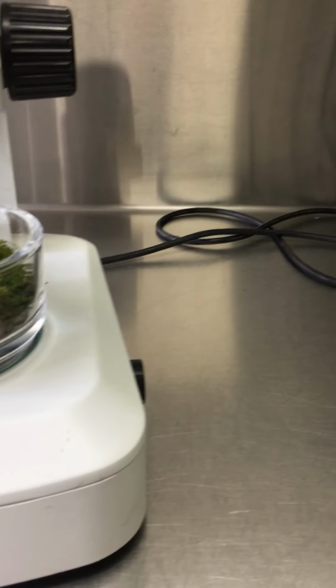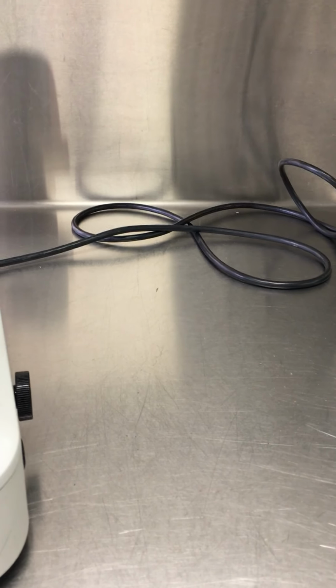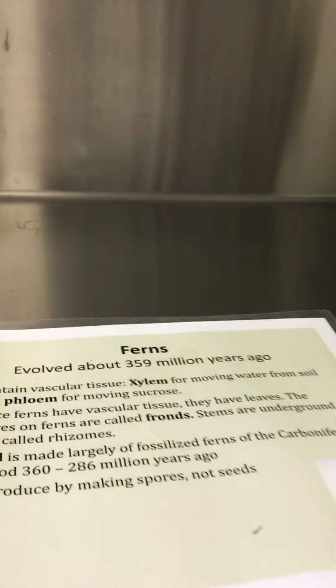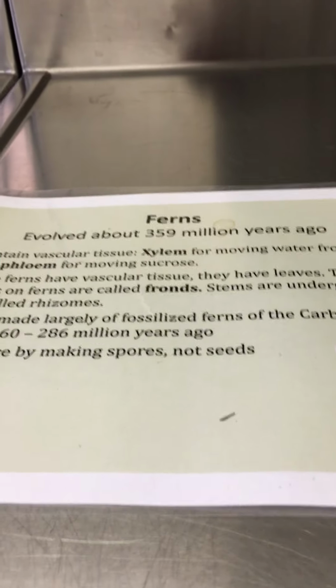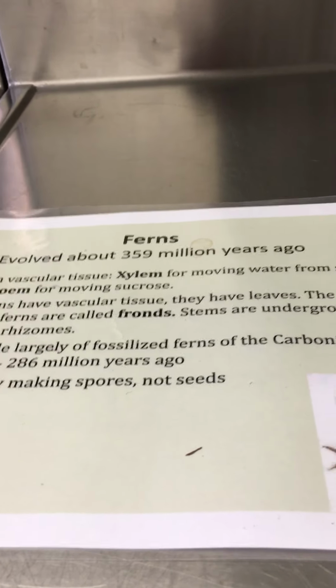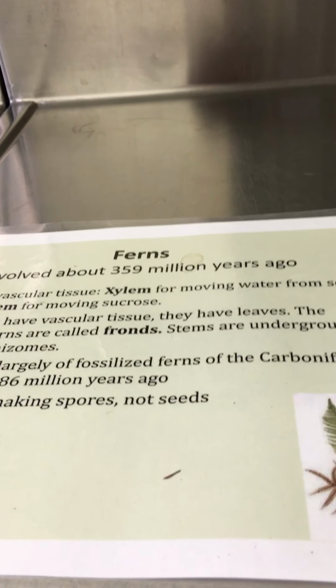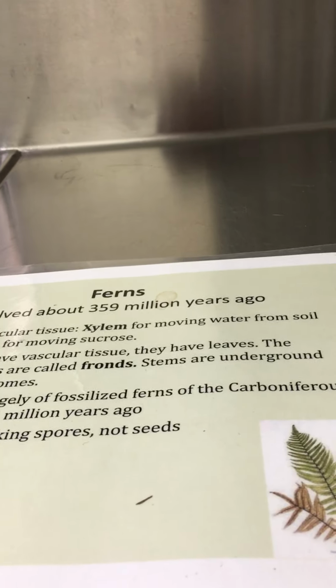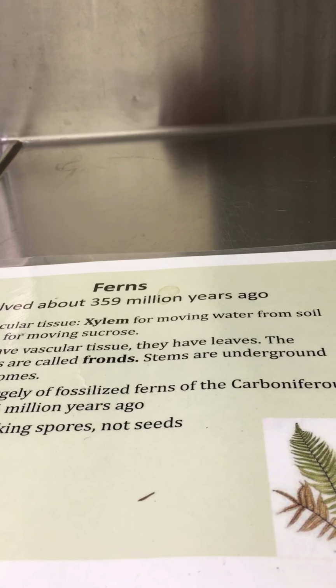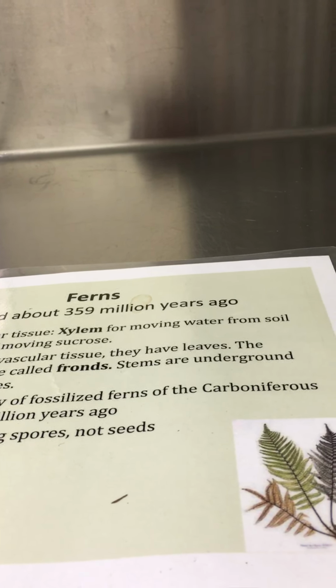Okay, so now we're moving on from bryophytes to ferns and fern allies, and we're going to start seeing things like vascular tissue. So ferns evolved about 359 million years ago. They contain vascular tissue, xylem for moving water, and phloem for moving sucrose. And they have leaves, and the leaves are called fronds.